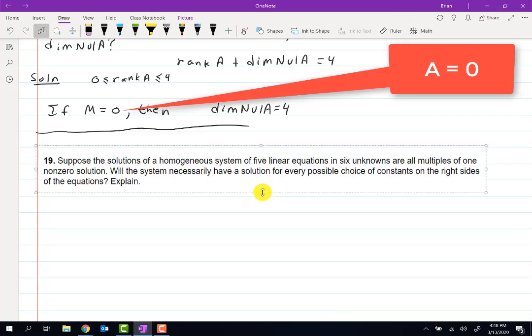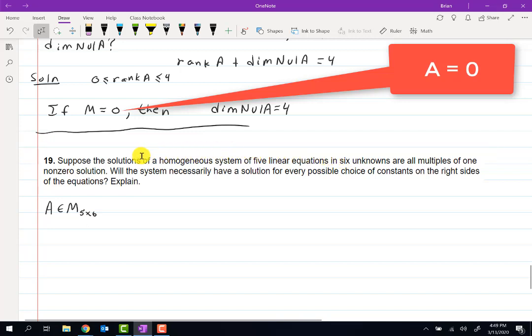Take a minute to read what you have here. We have a matrix, so what we're going to do is I'm going to let my matrix A be 5 by 6. How do I know that? We have 5 equations, so I have 5 rows. 6 unknowns means I'll have 6 columns.